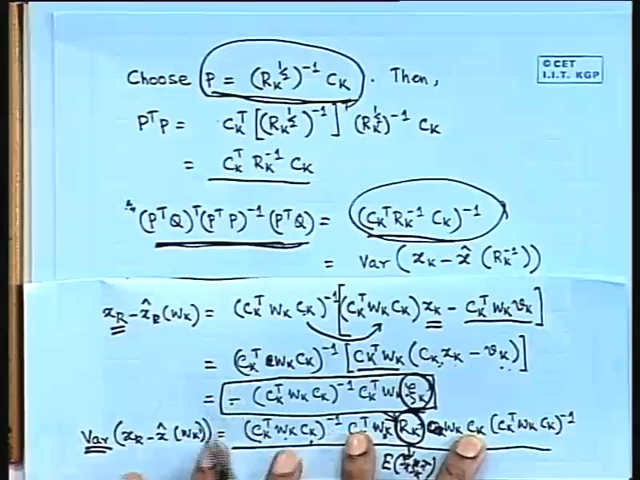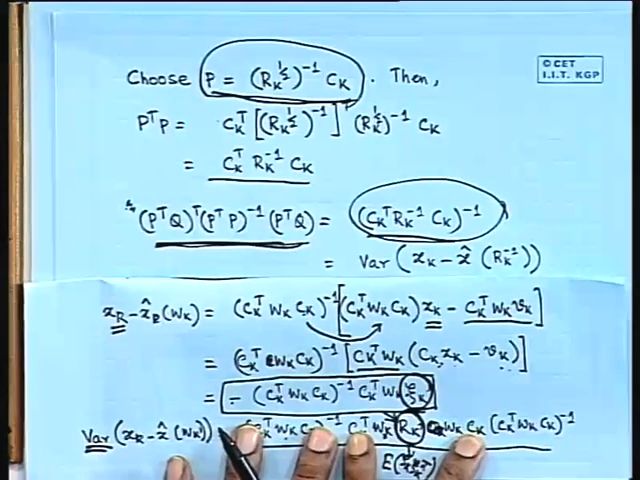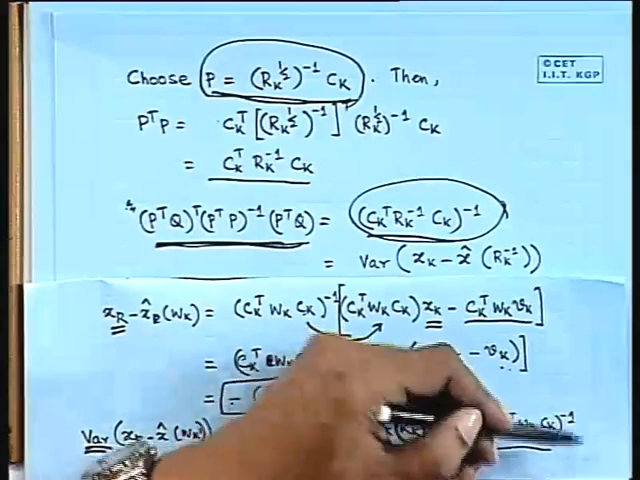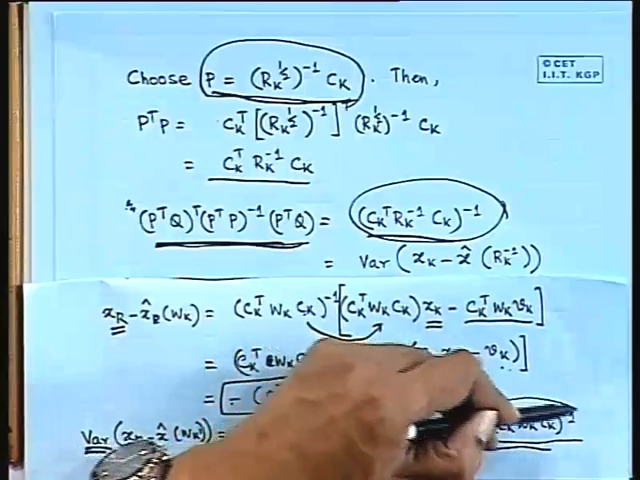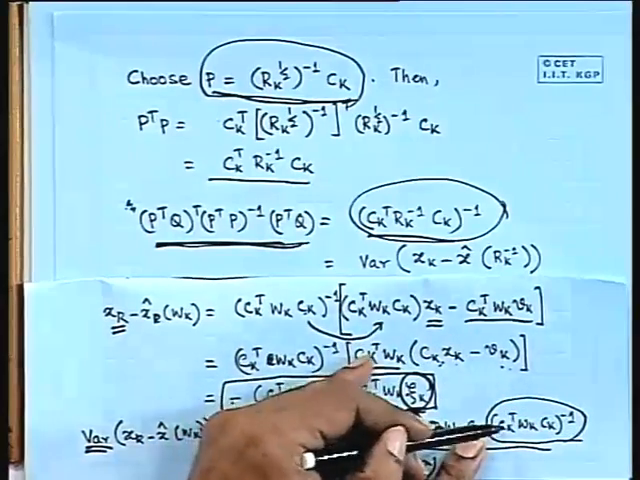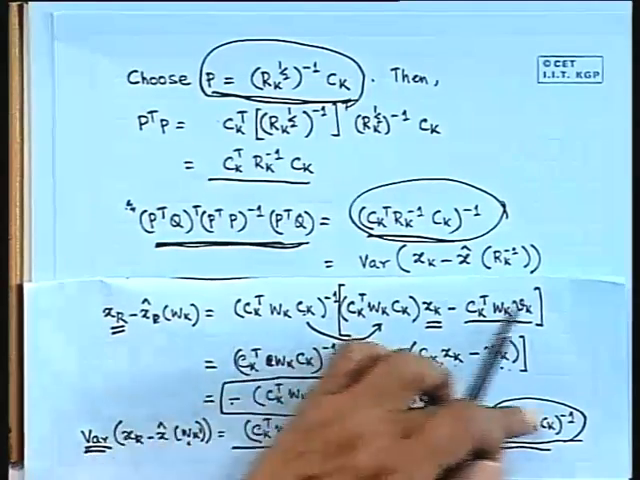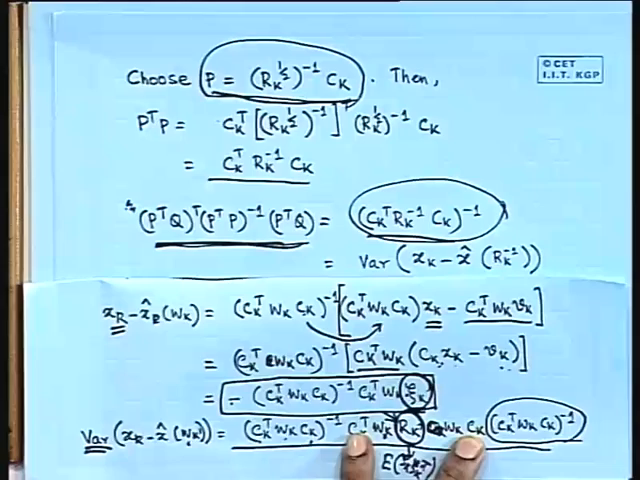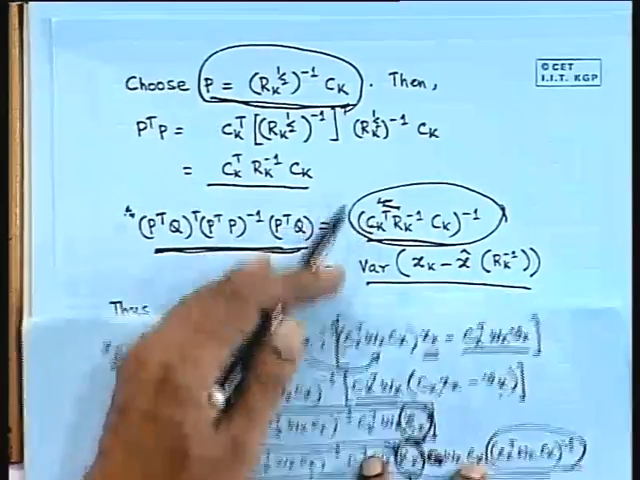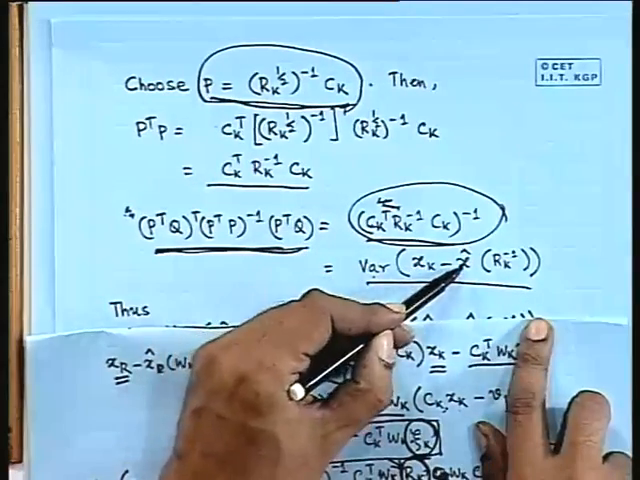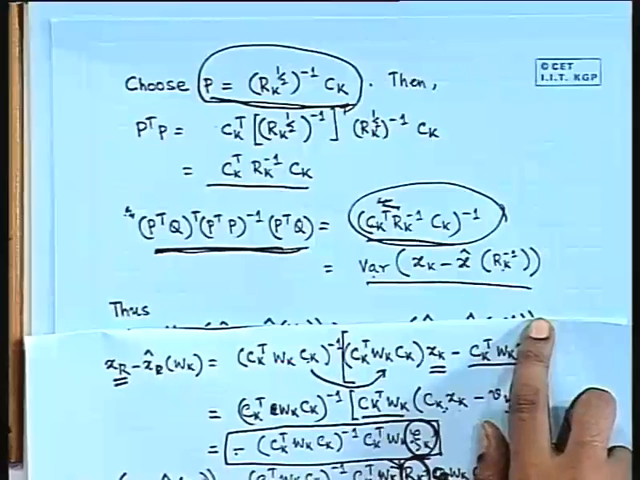So, this and this will get cancelled. So, you will be left with only this, which is CK transpose RK inverse CK. Which means that if you put RK inverse here, then this expression becomes CK transpose RK inverse CK inverse, and that is here, which means that this quantity is nothing but the variance of XK minus X hat of RK inverse.